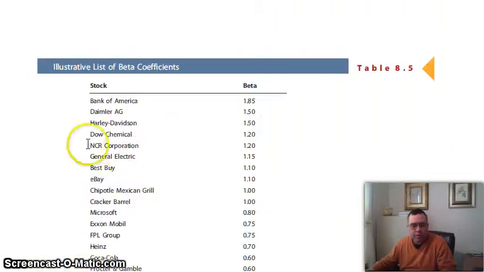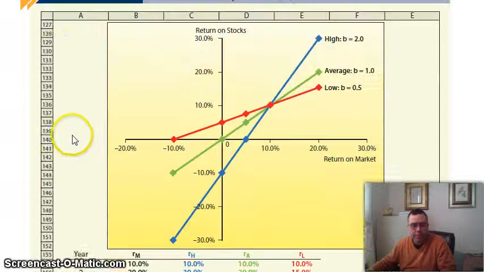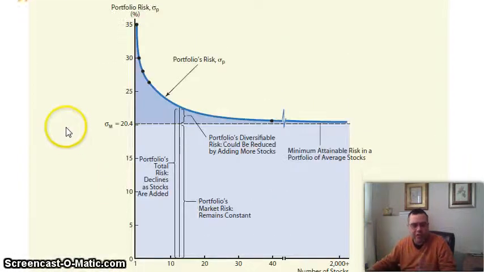This is not the right one, sorry. Let's scroll up. These are all the charts out of your textbook. This is the one I want to look at here. Sorry about that. As you increase on the x-axis, they have the number of stocks in your portfolio.